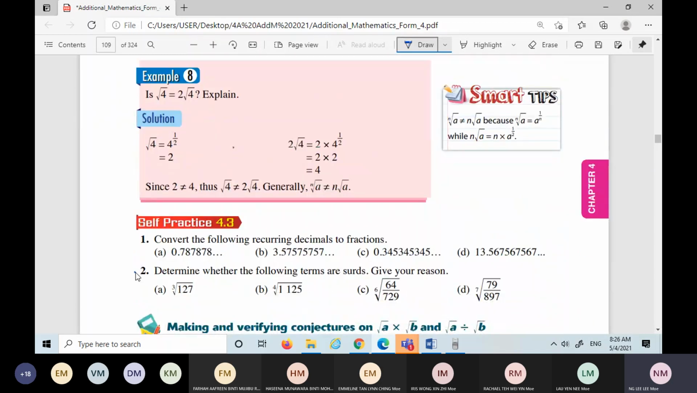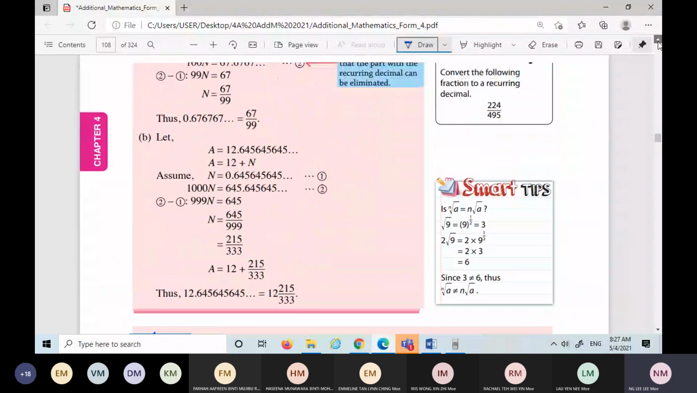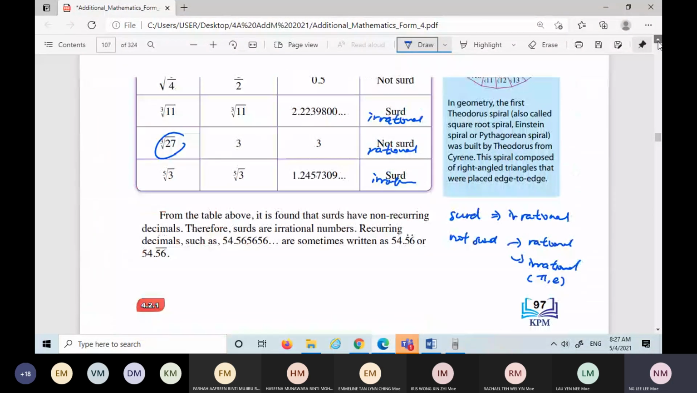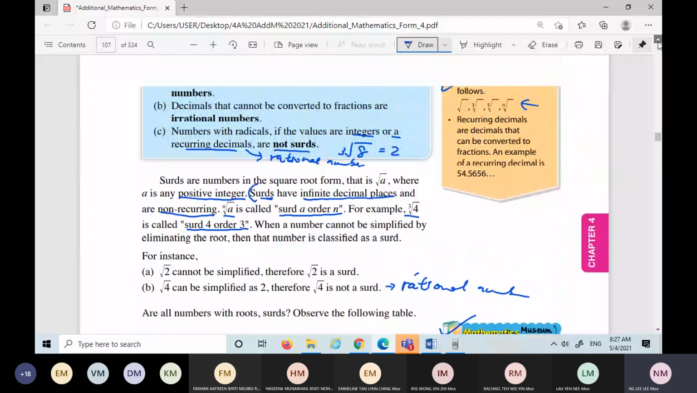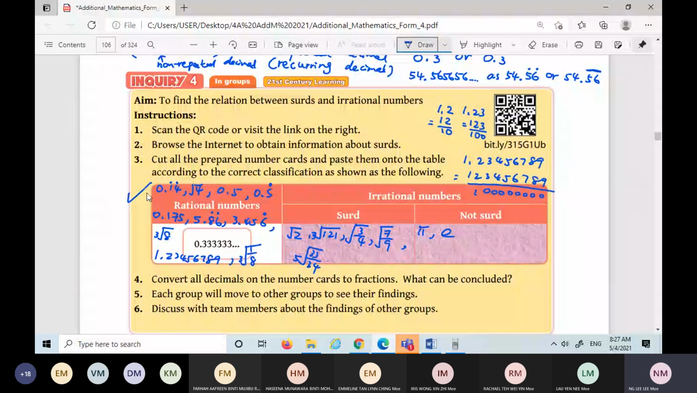You can do this for today's homework. Very simple only. But make the notes, digest first. Make notes for this, and this table you must have.